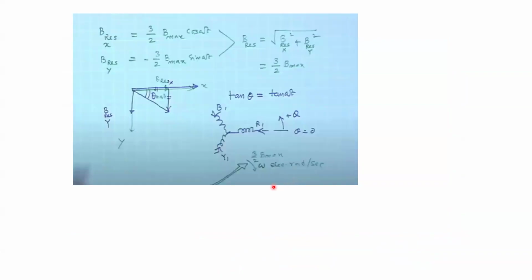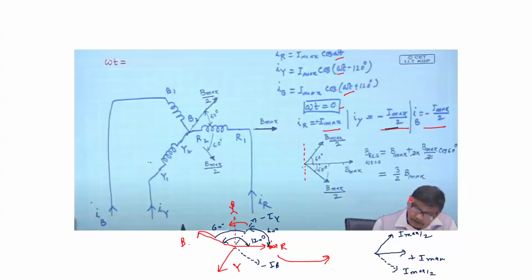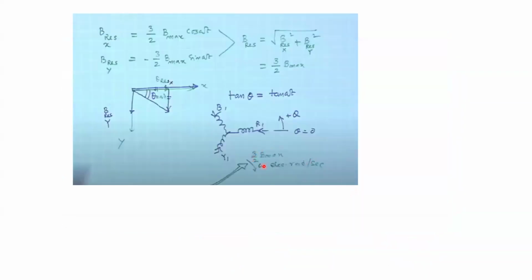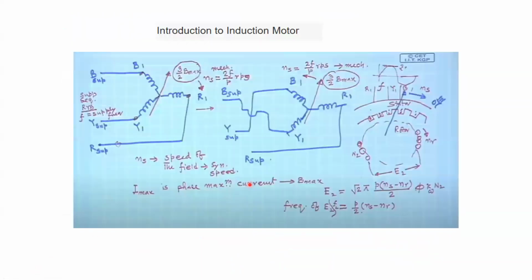So in the resultant, the magnitude of this remains 3 by 2 B max. So this resultant air gap flux magnitude is 3 by 2 B max. But how is it rotating? It is rotating with omega, the speed in electrical radian per second. So remember, omega is in electrical radian per second. That is important.